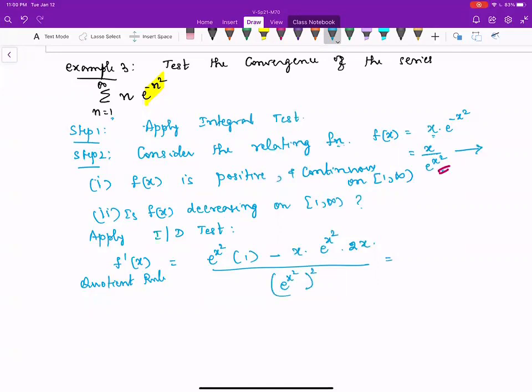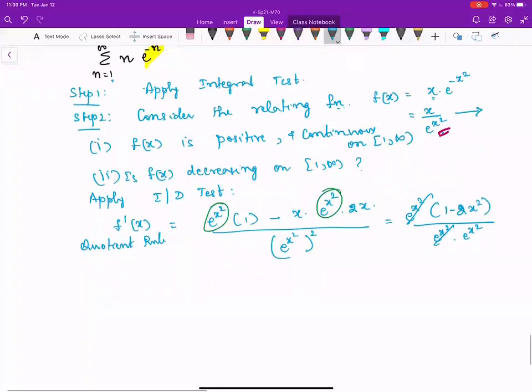On the numerator, e to the x square is the common factor, so we can take that out. We get e to the x square times 1 minus 2x square, divided by e to the x square times e to the x square. One of them will get cancelled out. The denominator is positive. So in order to show that it is decreasing, f prime x should be less than 0.